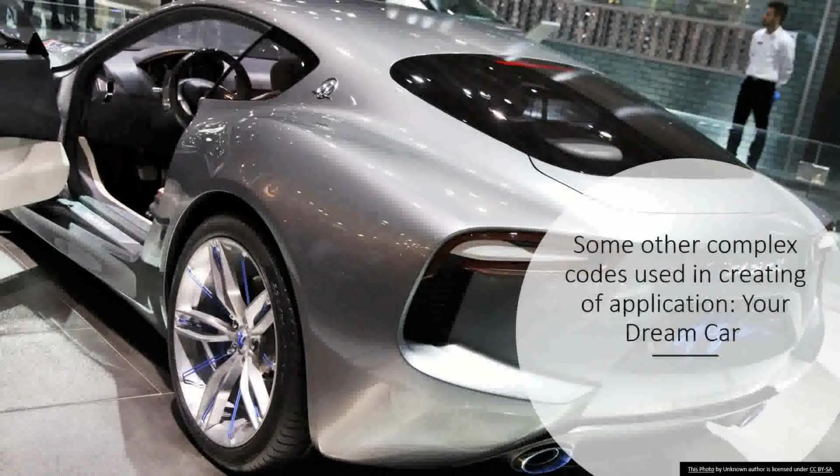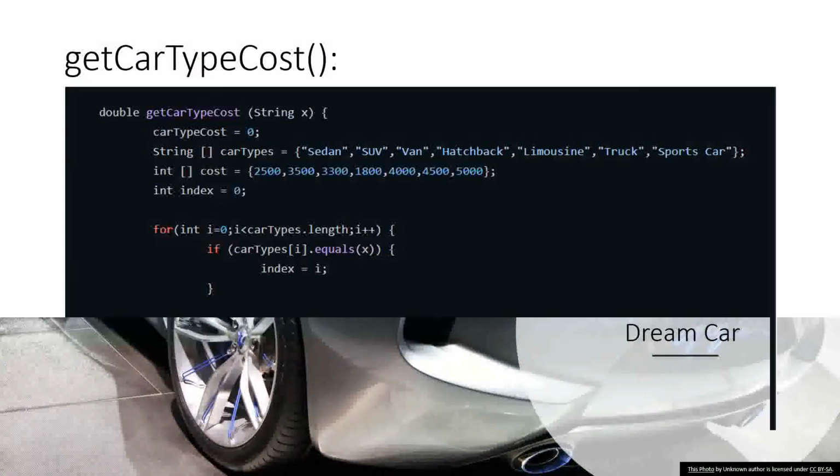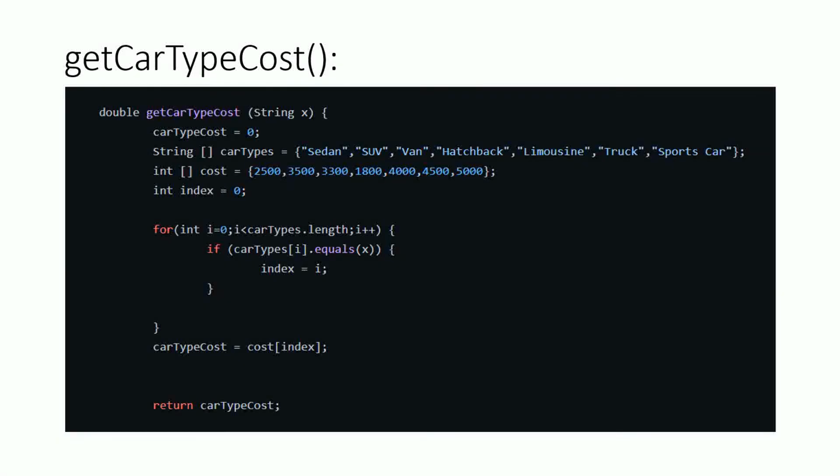We shall now take a look at the code used for building your dream car. Let's take a look at the getCarTypeCost method. This method takes in a string as an argument and returns a double. We have a string array which contains the different types of cars and an int array which contains the cost for each type of car. When the user chooses the type of car of their choice, this method is called, and then the price is calculated based on the user's choice.